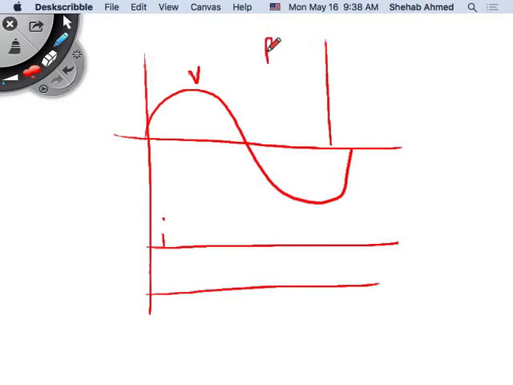What's power? Power is equal to V times I, right? So if this is my voltage, and my current looks exactly the same, I will multiply them by each other. What do I get?